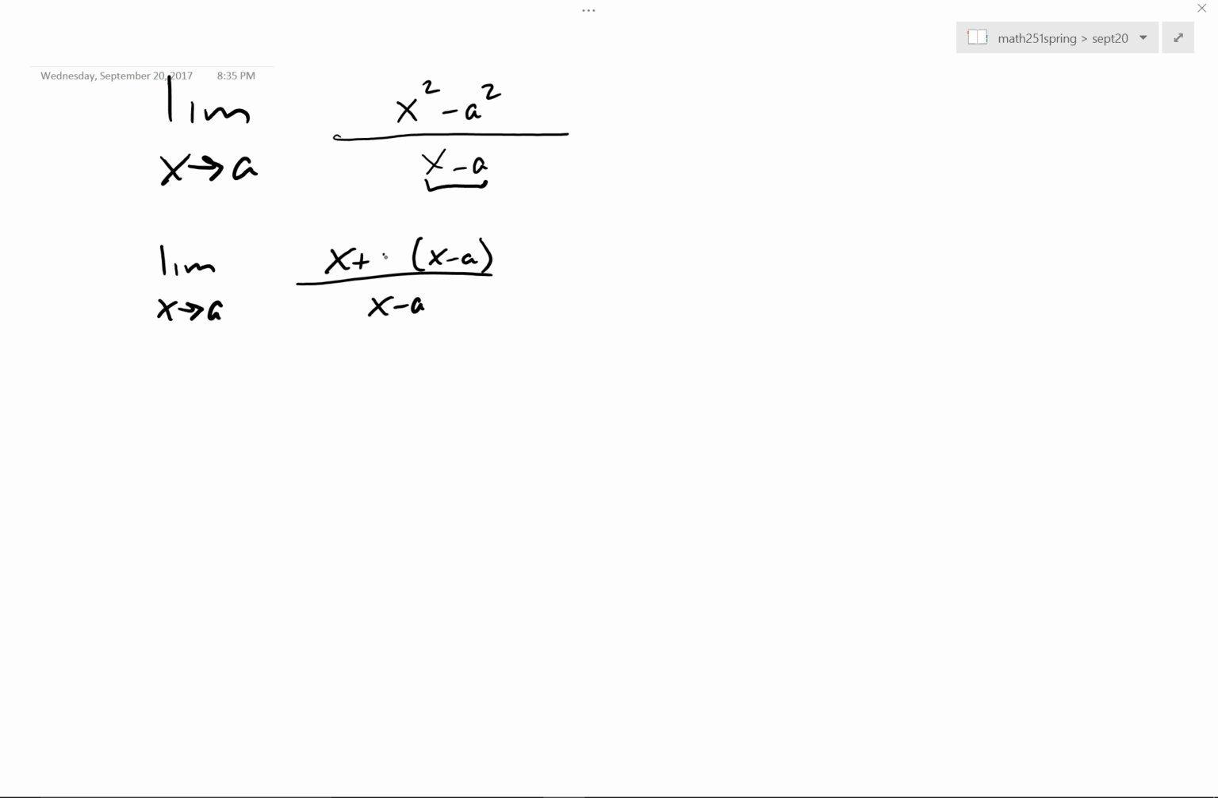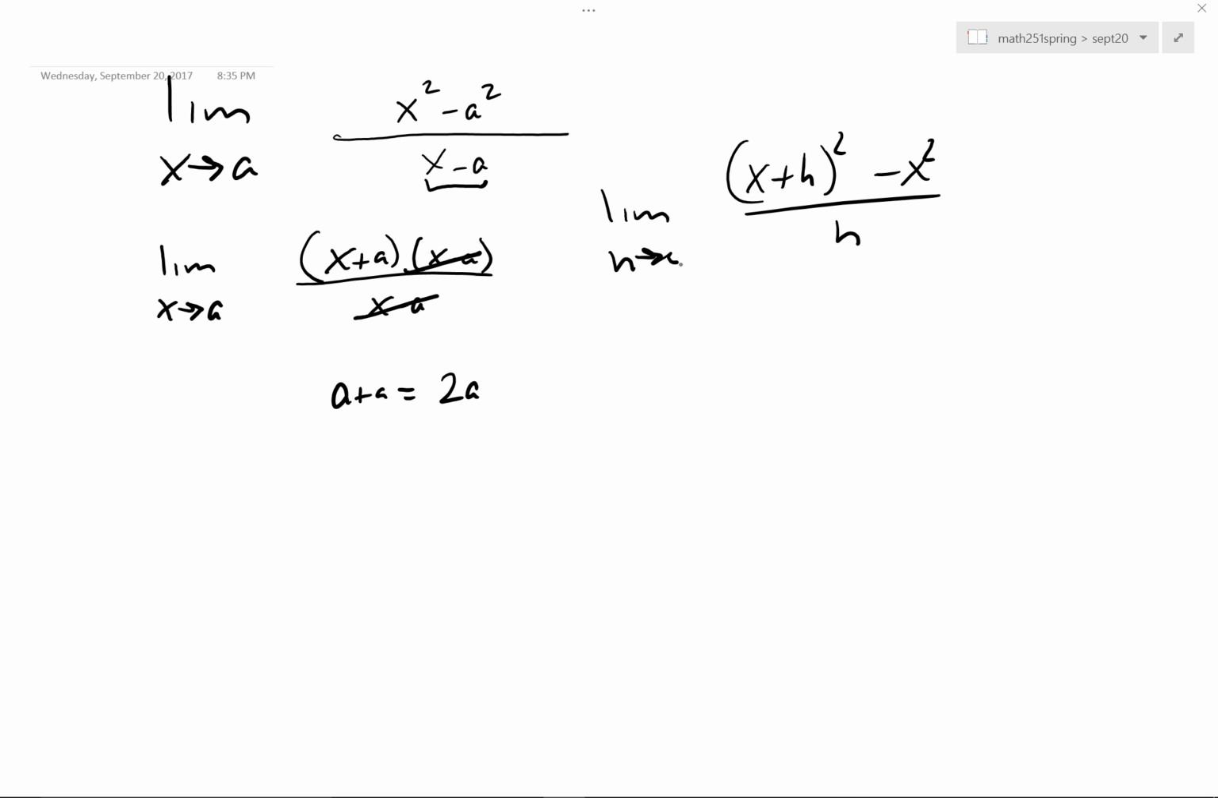And then you're like, oh, that's a difference of squares. That's easy. Cancel, cancel. Now, what is the limit as x approaches a? Well, it's a plus a, which is 2a. Now, this problem will show up in a different fashion, and it will look like this later on. And you're going to be like, wait, what?